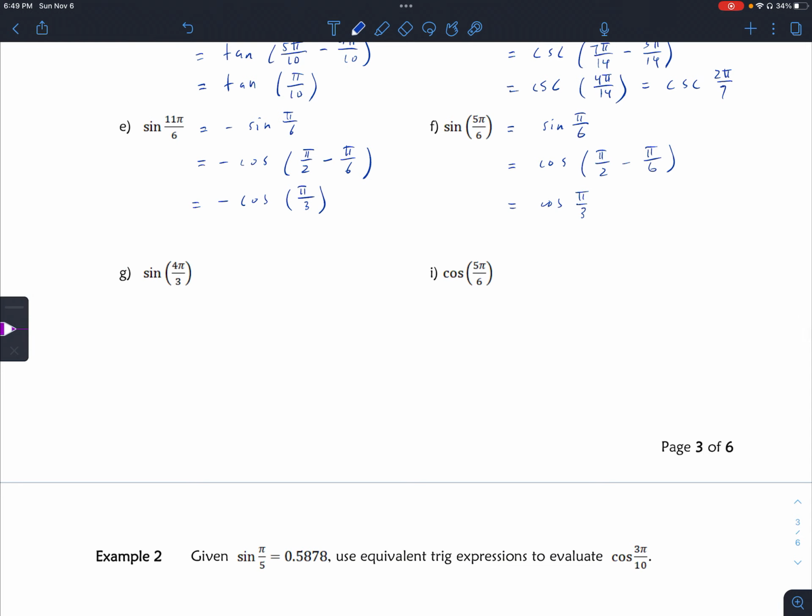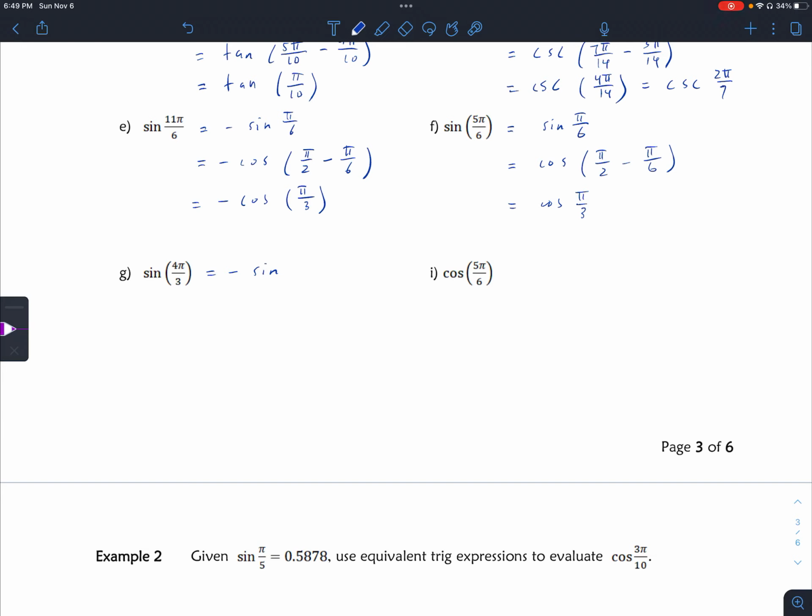Now sine of 4 pi over 3. Okay, so 4 pi over 3 is in quadrant 3 because it's a bit bigger than pi. Pi is 3 pi over 3, so for 4 pi over 3 you have to add pi over 3 to pi. So we're adding 60 to 180, so 240 is the angle in degrees. So we're in quadrant 3. We know sine is negative in quadrant 3, according to the CAST rule, so it's going to be negative sine.